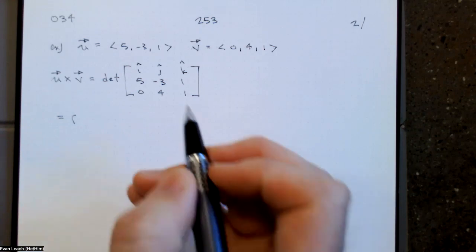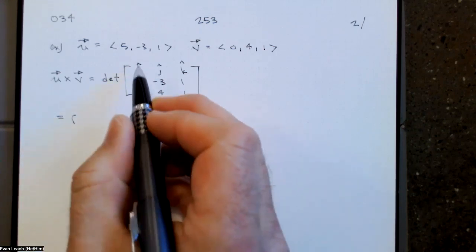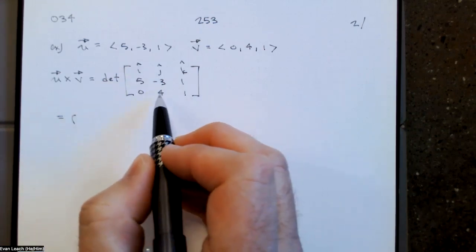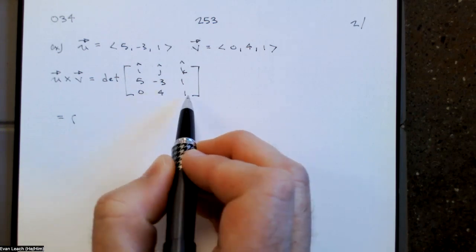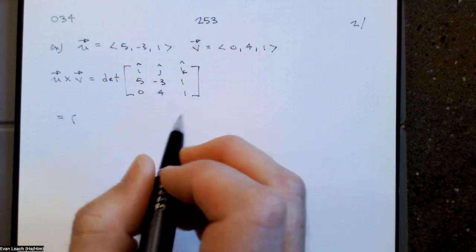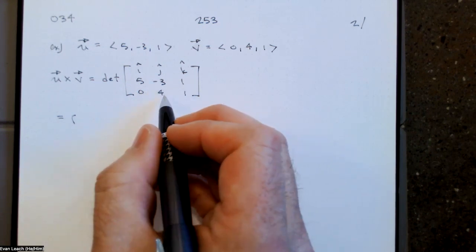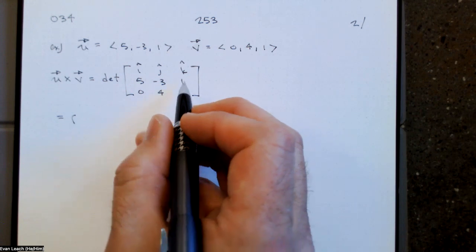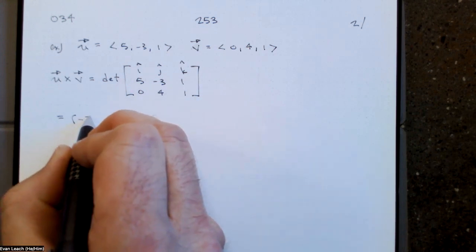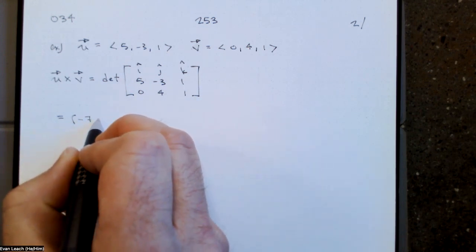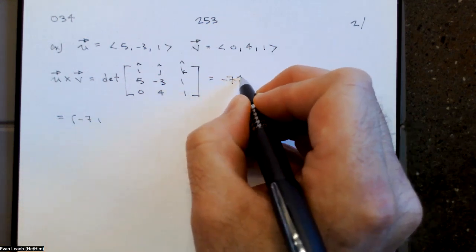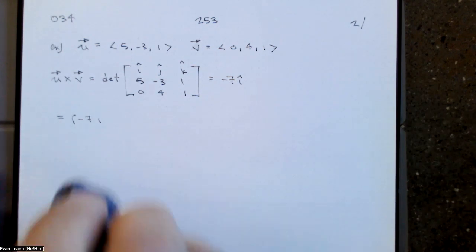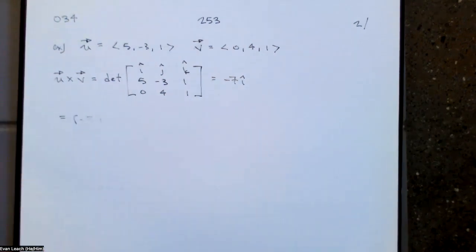So first I need my i component. So if I take out the 5, 0, I'm left with -3, 1, 4, 1. So I need the determinant of -3, 1, 4, 1. So -3 times 1 is -3, minus 1 times 4 is 4. So -3 minus 4 is -7. I'll write down the details underneath.